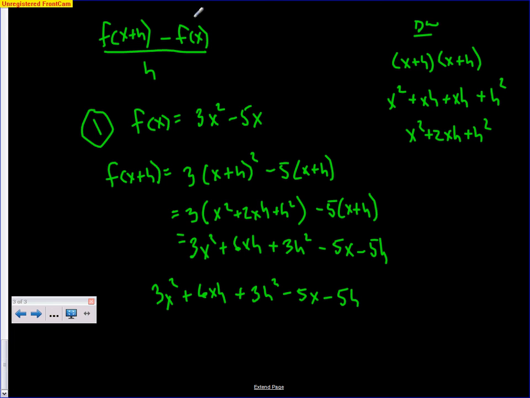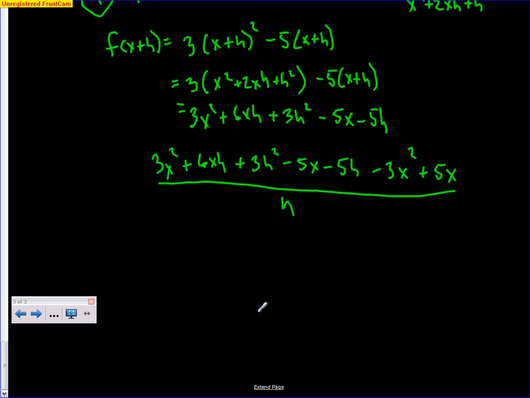Then I have to subtract the function itself, f of x. So be careful, because when you subtract, you got to run a negative through because you're subtracting. So I get negative 3x squared, and then I get a positive 5x, because you're subtracting, so that negative turns the 3 into a negative and the 5 into a positive, all divided by h.